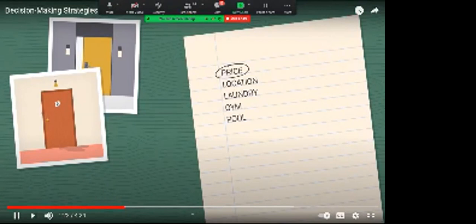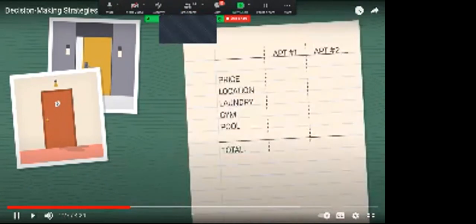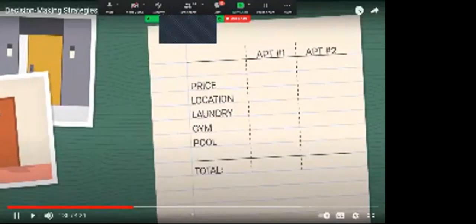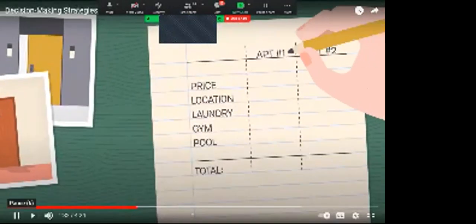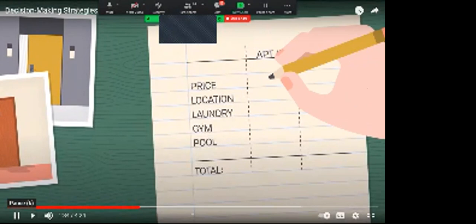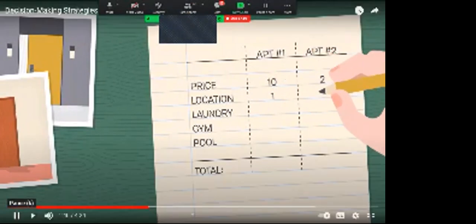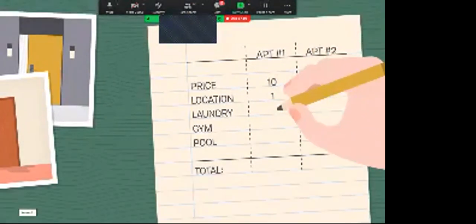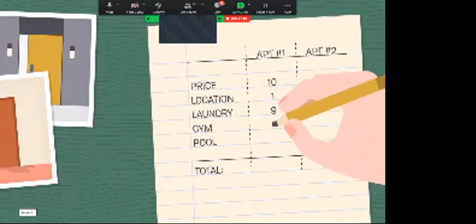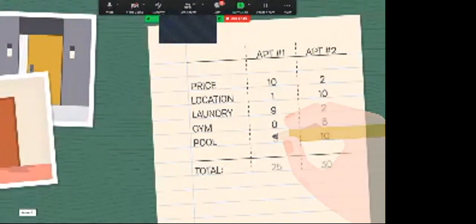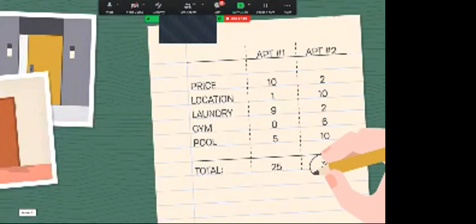You could go one step further and create a point system. Take that same list and turn it into a scorecard for each option. In this example, that means apartment 1 would score high on affordable rent, let's say a 10, but much lower on location. Apartment 2 would score about the opposite. Keep going down the list until you've scored every item, being as objective as you can. Then add up the totals, and maybe you have a winner.